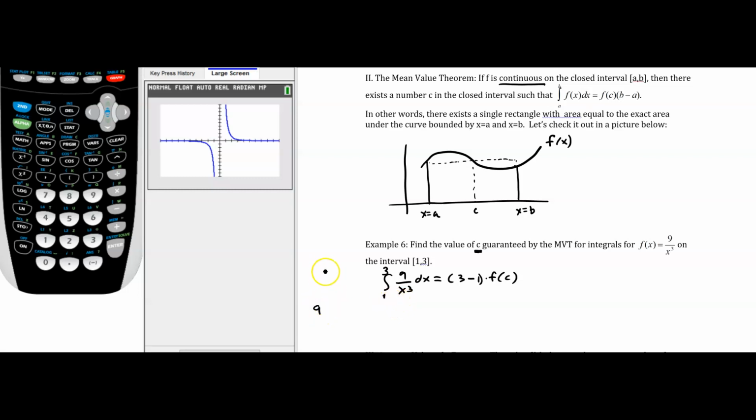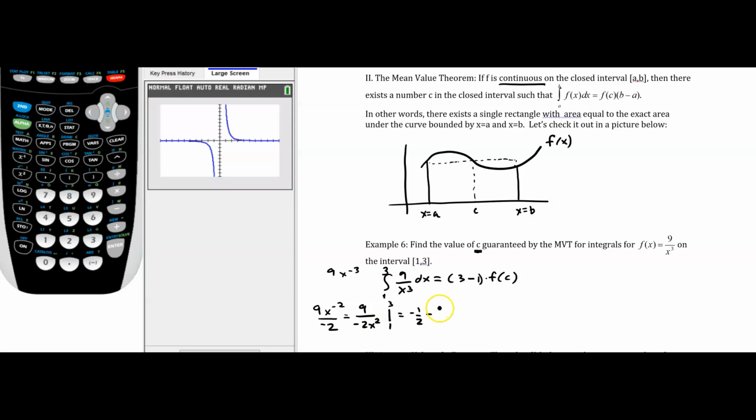So that we have 9x to the negative 3 there. So I'd leave the 9, I would add 1 to that exponent, so that becomes x to the negative 2, and then I would divide by negative 2, and so this is 9 over, I guess, negative 2x squared. That's going to be evaluated from 3 down to 1. And so that's going to give me 9 over negative 2 times 9. So that's just going to be negative 1/2 minus, let's see if I'm doing that right, negative 1/2 minus, now let's plug 1 in, 9 over negative 2.